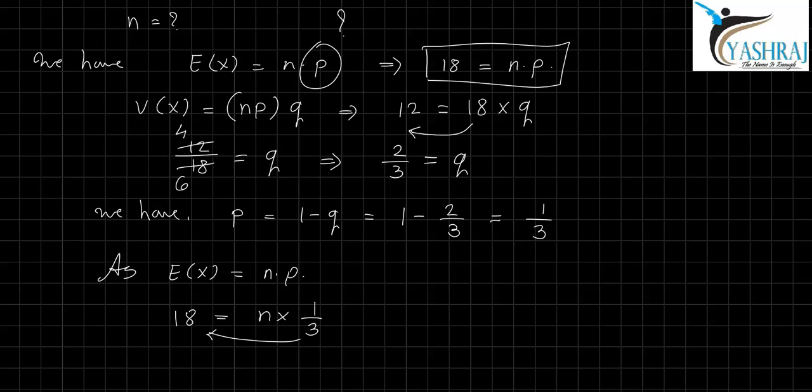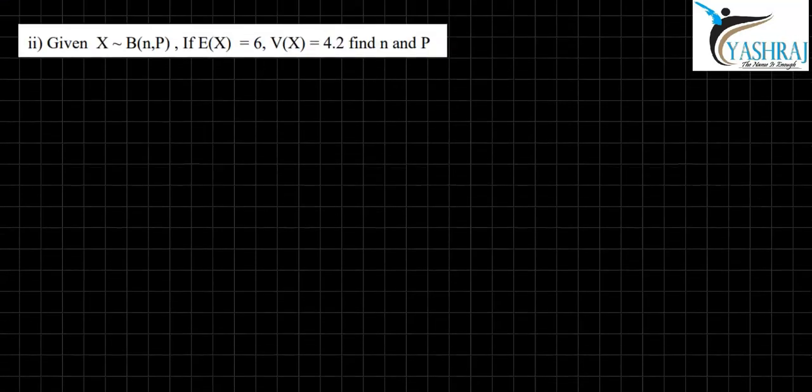Now after shifting 3, we have the n value equals 18 into 3. 18 3s are 54. So n value equals 54. Now look at the next question.